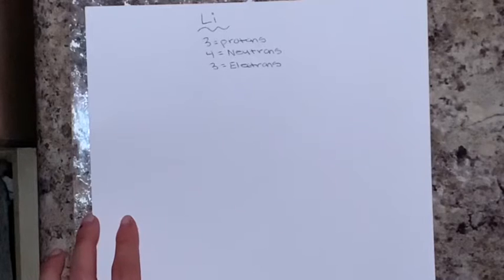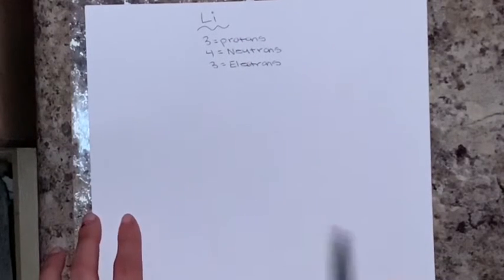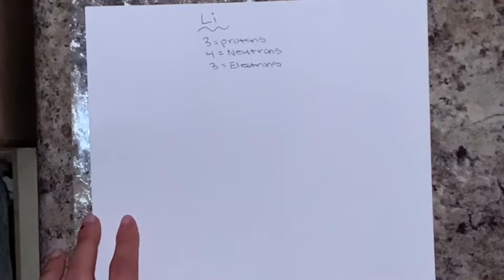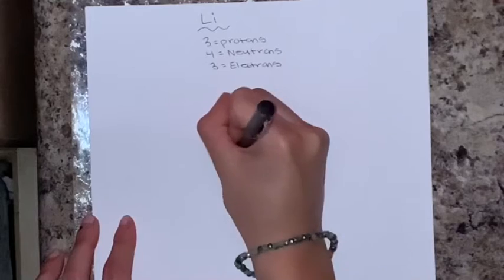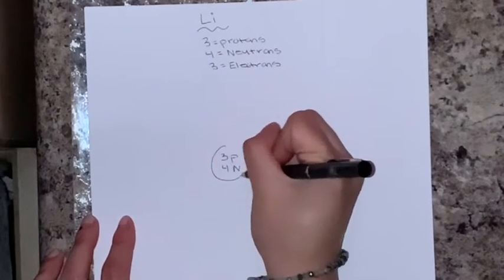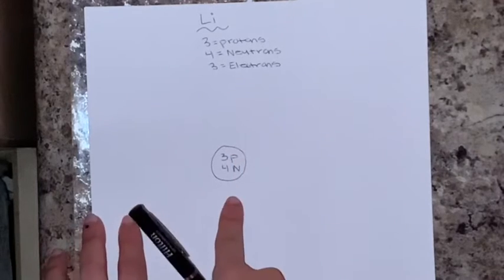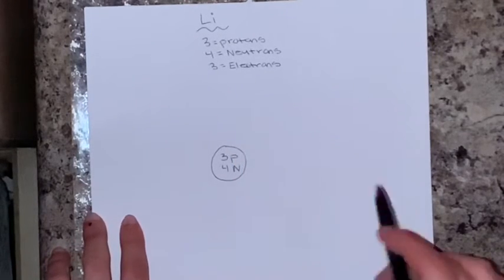And so the first thing we want to do is write the number of protons and neutrons in the nucleus, which is in the center. So we're going to put 3p for protons and 4n for neutrons, and here we're doing a circle representing the nucleus, which is in the middle.